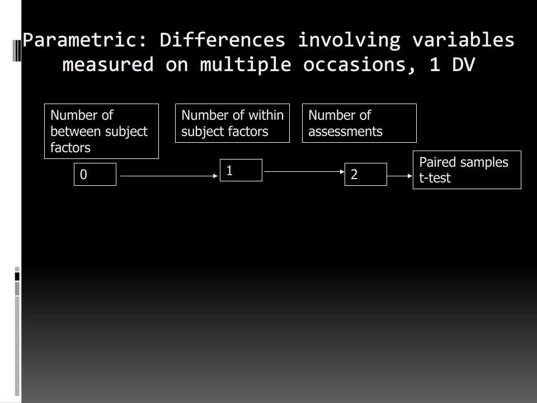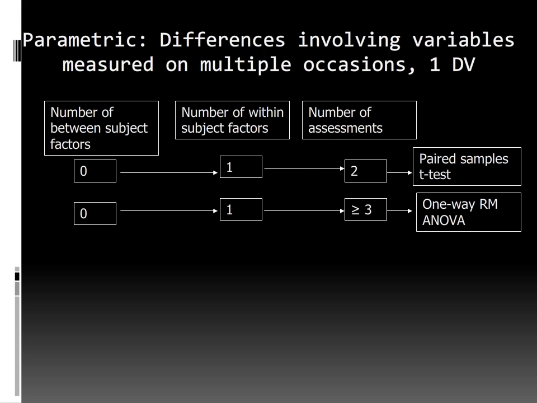In this example, there are 0 between subject factors, and there is 1 within subject factor, squat performance, and it is measured twice, before and after a strength training program. If there are 0 between subject factors and 1 within subject factor that is measured on 3 or more occasions, then the most appropriate statistical test is a one-way repeated measures ANOVA.